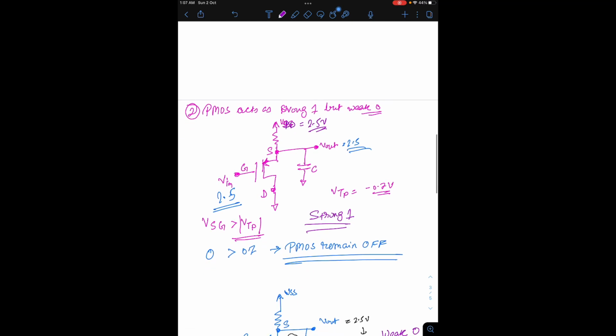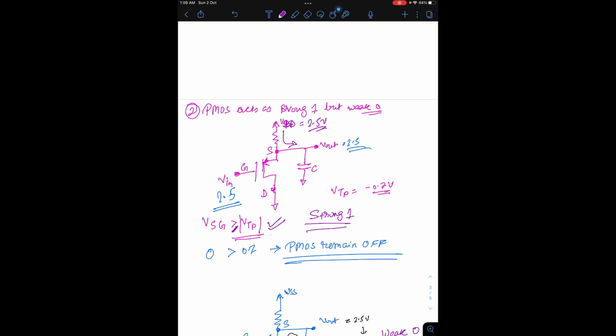So what will happen when I apply the input? And this is the primary equation we will be using. For PMOS to turn on, this condition should be satisfied: VSG should be greater than or equal to the magnitude of VTP. Okay, and the threshold voltage of this PMOS is minus 0.7 volt. So obviously you can see when I give input 2.5 volt, output voltage is also 2.5 volt, because the current has a direct path. So it will charge the capacitance to the maximum value of 2.5 volt, right?